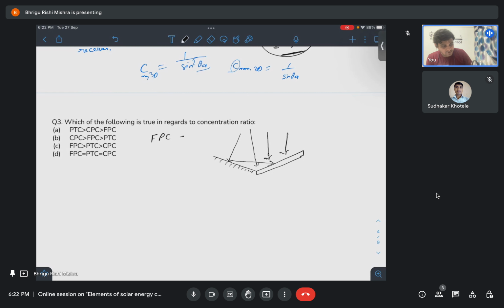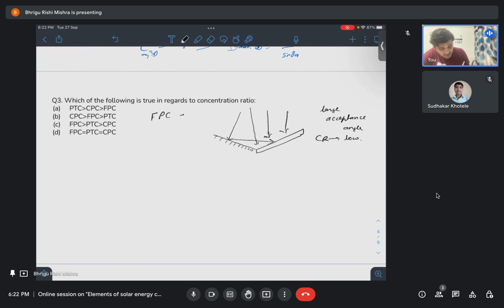Large acceptance angle, and thus concentration is low. CR, concentration ratio, or C, concentration. Okay, and this is non-imaging. Okay, the next is CPC.